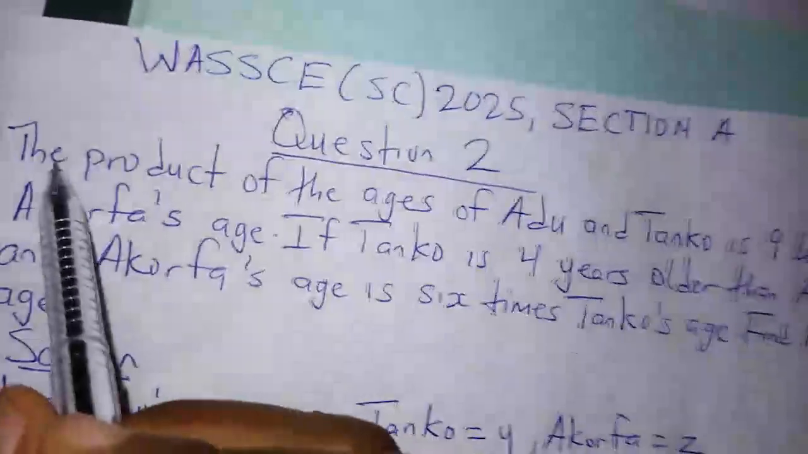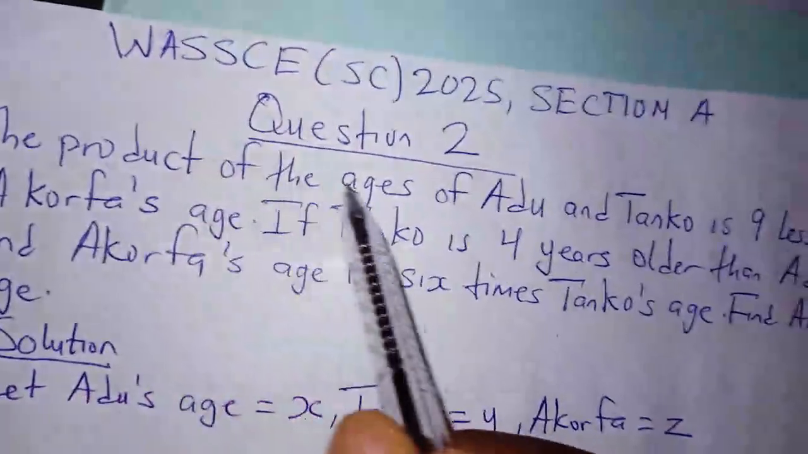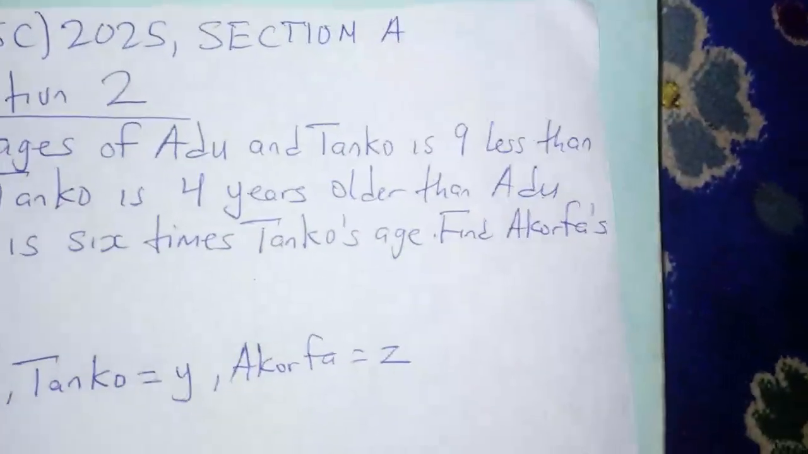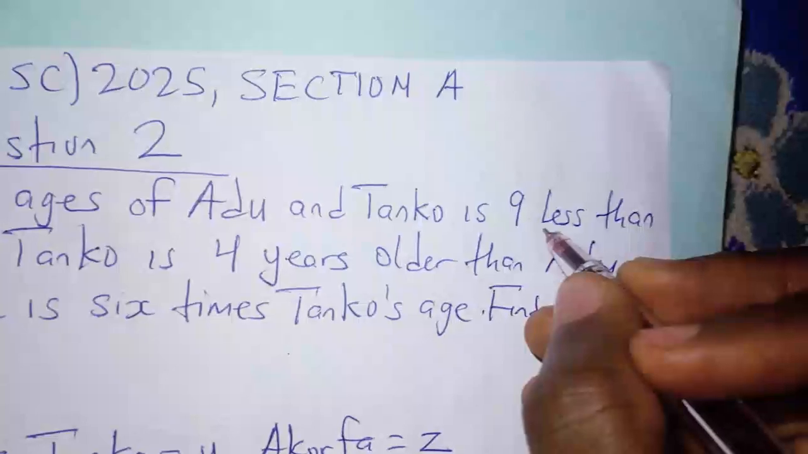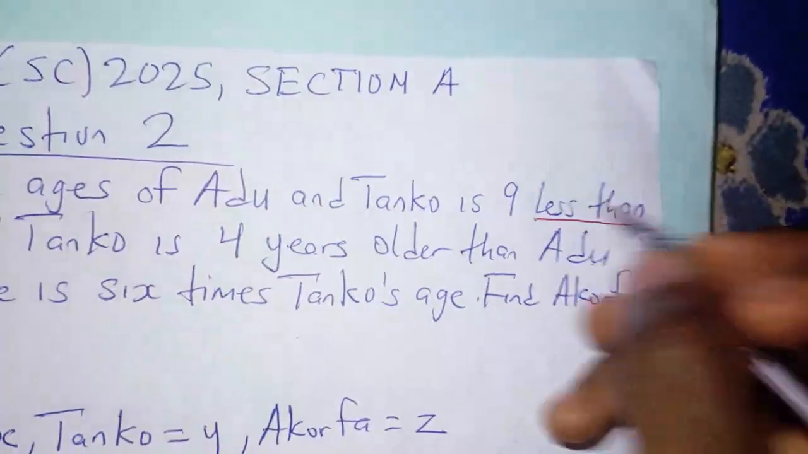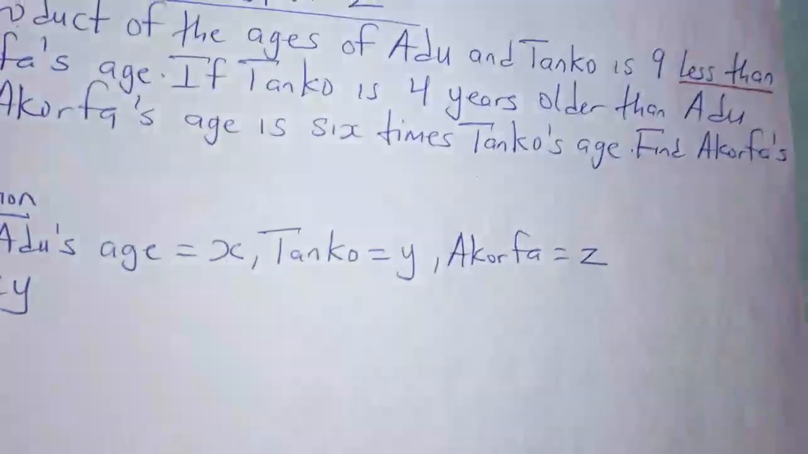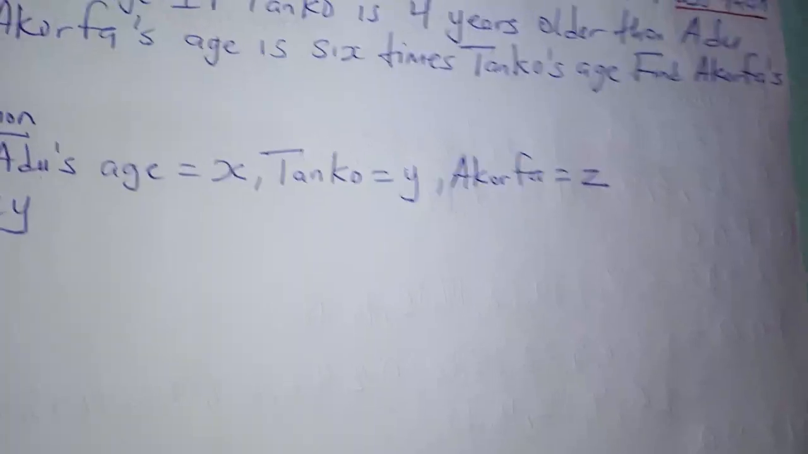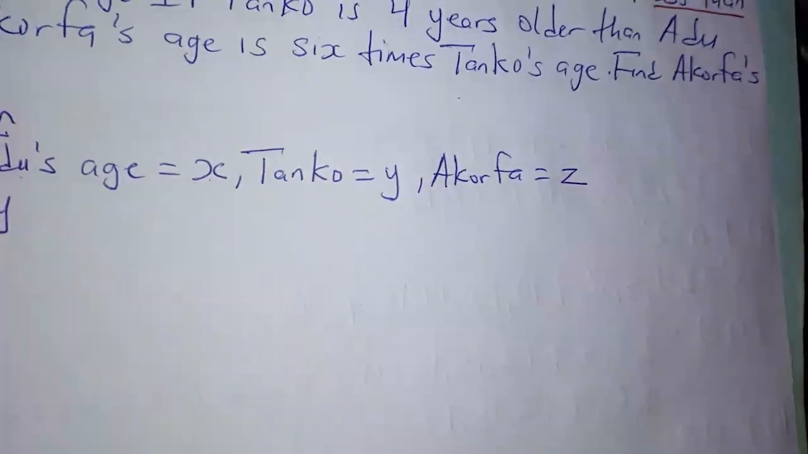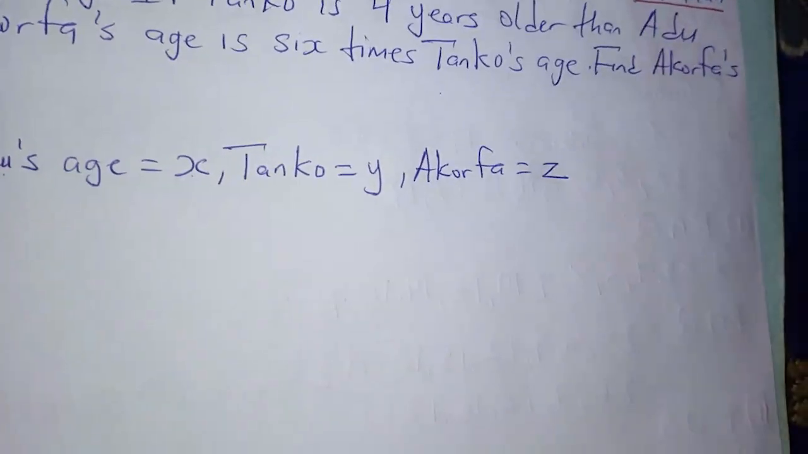So to represent this first statement, the product of the ages of Adu and Tanko means x times y, which you are going to write as xy, is 9 less than. And if you notice in the question, they put this "less than" in bold form to draw your attention to it. So when I say, for instance, I am 15 years old, then I say my age is 5 less than my brother's age.